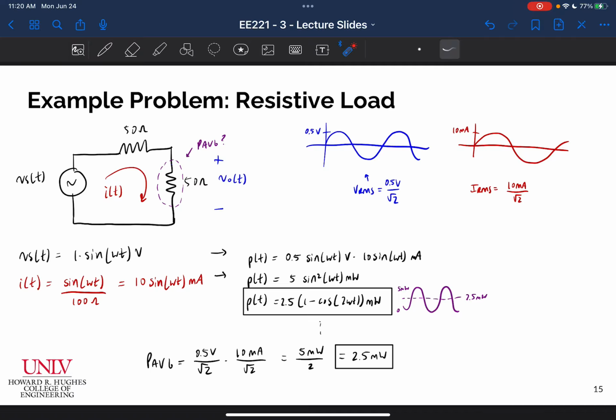Okay? One more thing that I don't like about this slide is the frequency of the current looks a lot slower than the voltage. All right, now they look the same. All right, I'm going to go ahead and end this video.